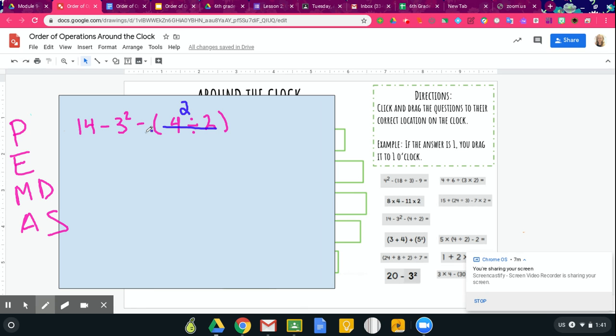Then I need to solve my exponent next, just going through the order PEMDAS. And it's 3 squared. So 3 times 3 is 9. Again, I'm just going to cross it out and put it above it. So now, if I'm just looking at it, it reads 14 minus 9 minus 2. And since all that's left in this is subtraction, you're just going to work from left to right. So 14 minus 9 would be 5. And then you have 5 minus 2. So your final answer here would be 3, which means you're going to take that and drag it to the 3 o'clock spot on your clock.